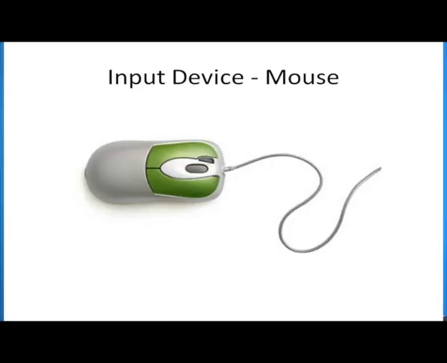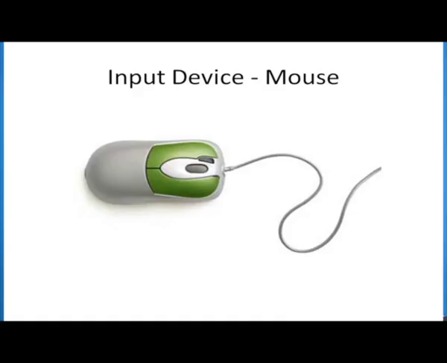Another commonly used input device is the mouse. A mouse is a small cursor control device which is used for pointing. It has 2 or 3 buttons on its top. You can see a typical mouse on the screen. As we move the mouse, the pointer also moves in the same direction. It is used to point, select and then open files or folders on the display. It can also be used for drawing pictures.